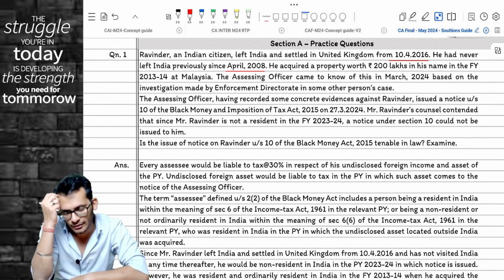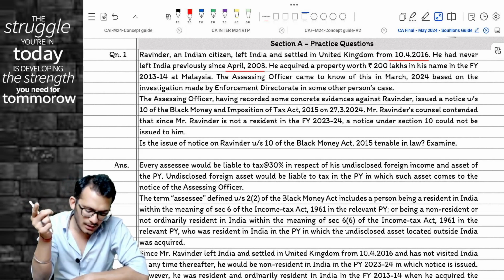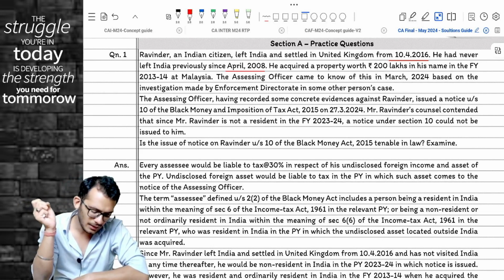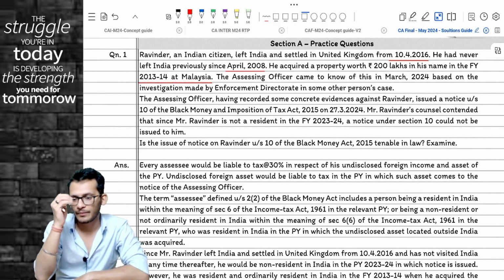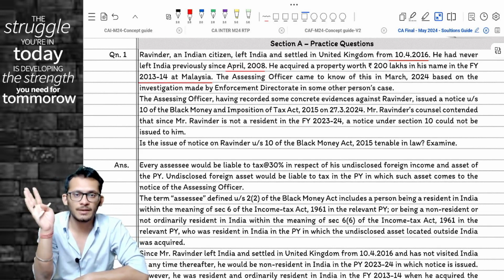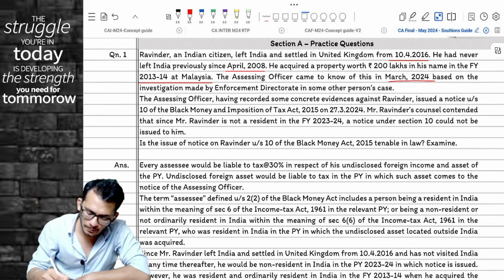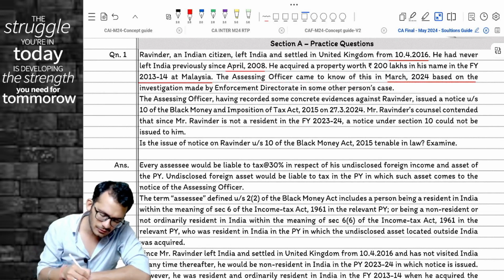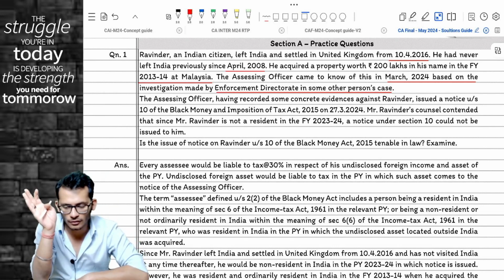Which means all the 7 years he was a resident. He acquired a property worth 200 lakhs in the name in financial year 13-14 at Malaysia. So when he was in India, in financial year 13-14, when he was a resident, he had acquired a property in Malaysia. The assessing officer came to know of this in March 2024 based on the investigation which was made by Enforcement Directorate in some other person's case. So someone else's case was going on and this guy had his bad luck. This case also got caught up.